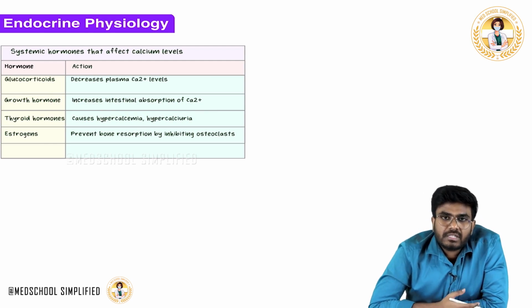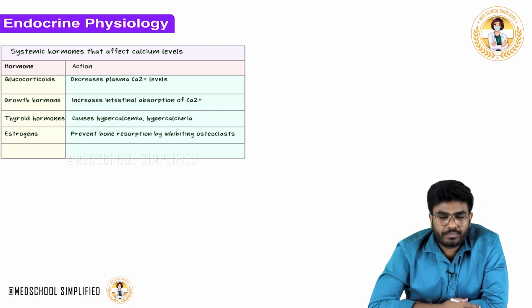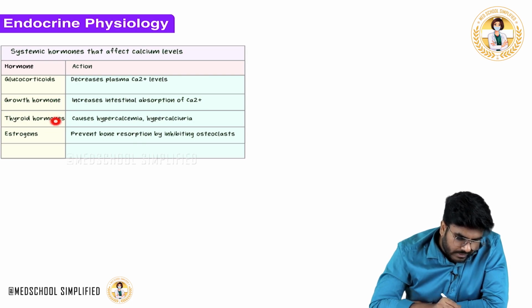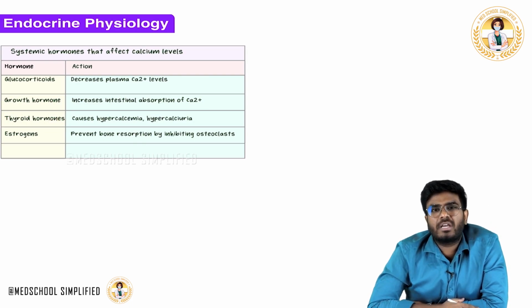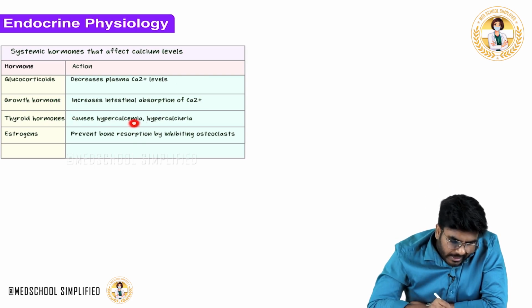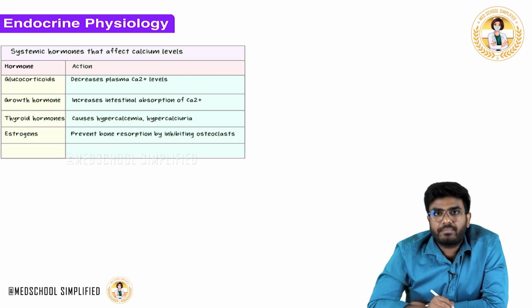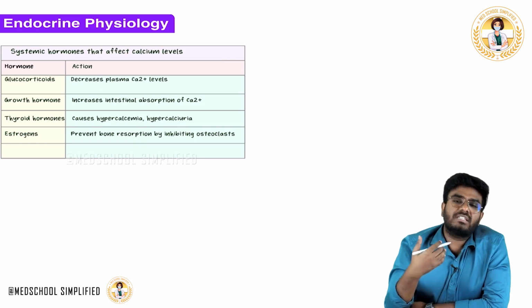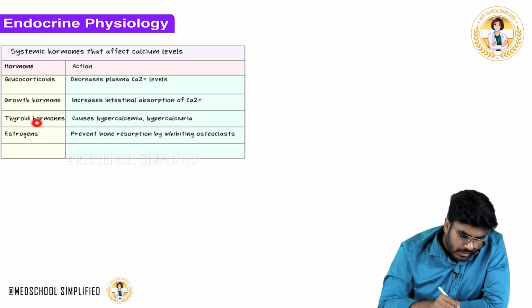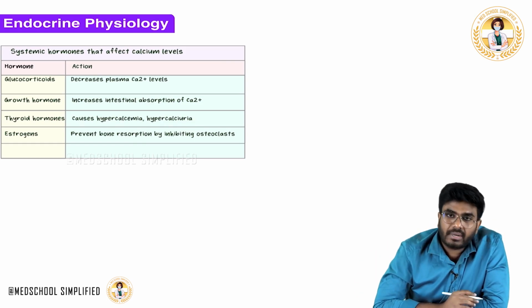By increasing the intestinal absorption of calcium, it increases the blood calcium levels. Done. Thyroid hormones, what are they doing? Thyroid hormones are more like catabolic hormones. They cause bone destruction, and with that, they increase the blood calcium levels. So they cause hypercalcemia and even hypercalciuria: more calcium in the blood as well as more calcium in the urine.